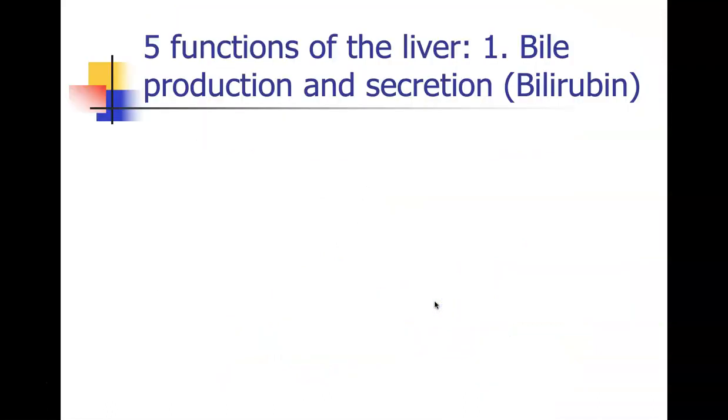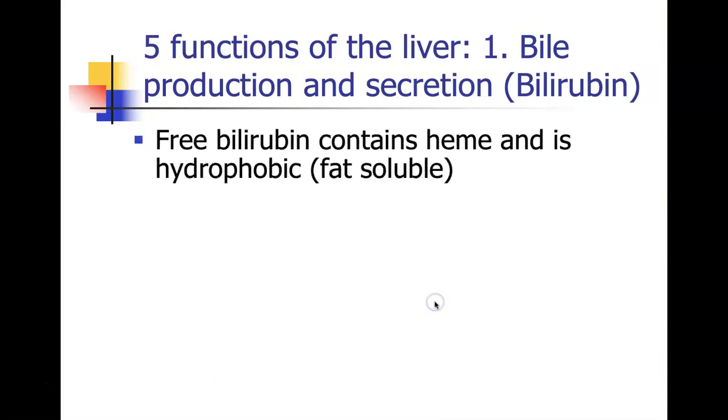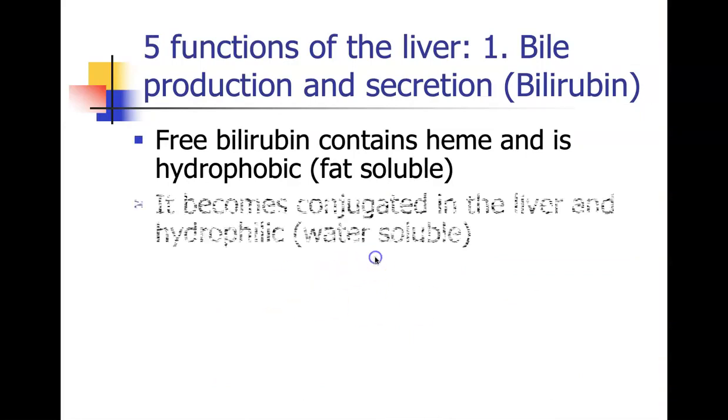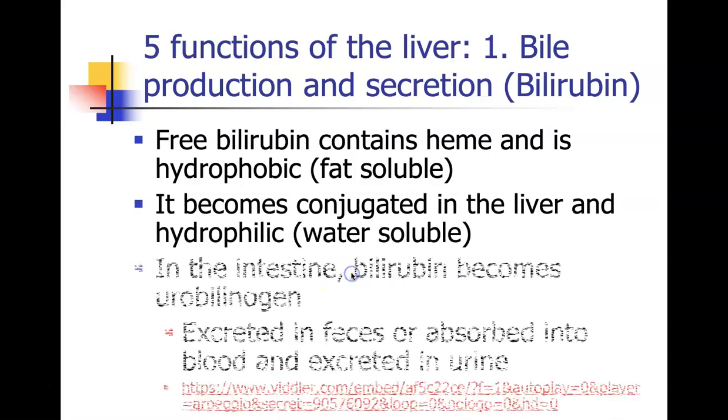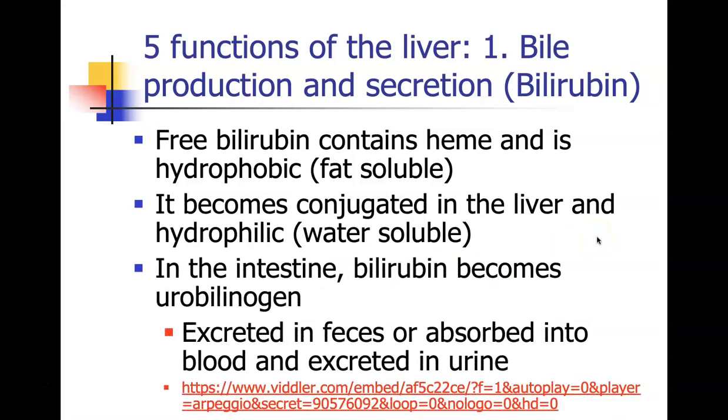Okay. So within bile production and secretion is bilirubin. Free bilirubin contains heme and is hydrophobic, meaning it's fat soluble. It becomes conjugated in the liver and is hydrophilic, which makes it water soluble. And in the intestine, bilirubin becomes urobilinogen. Okay, and this is excreted in feces or absorbed into blood and excreted in urine.